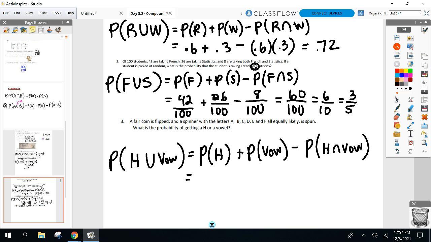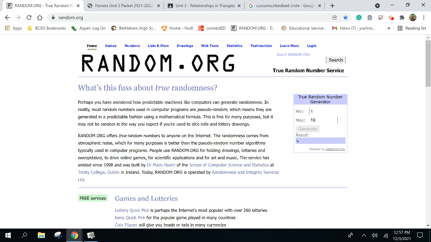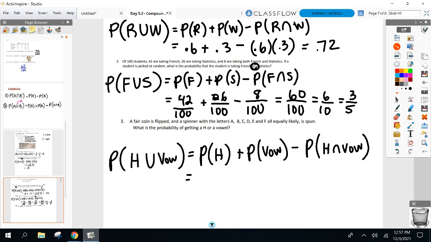All right, you ready to roll? Flipping a coin, what's your probability of getting a head? 1 over 2. Okay, thank you. Now redeem yourself. What's the probability I get a vowel up here? 2 over 6. Plus 2 out of 6. You guys want to reduce that? Go ahead. I'll leave it 2 out of 6.